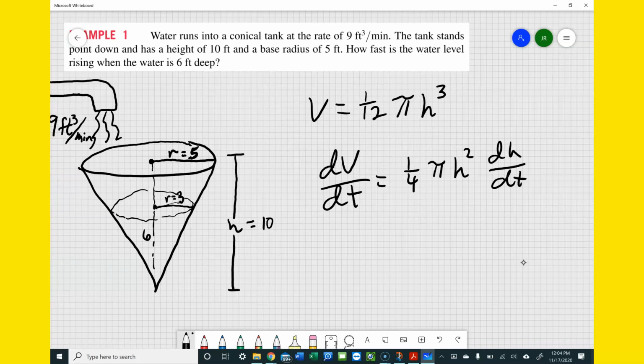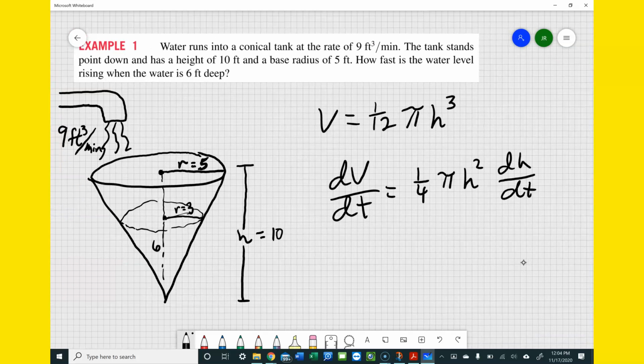All right, now I'm going to plug in stuff to this. I'm looking for what? How fast is the water level rising? So I'm looking for this. I'm trying to find dh/dt. That's what I'm trying to solve for. So I have to figure out what dV/dt is and what h is, and hopefully that information is given in the problem. Do I know dV/dt? All right, pause it and think about it.